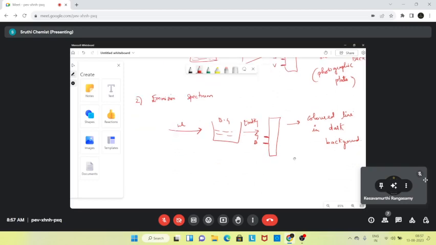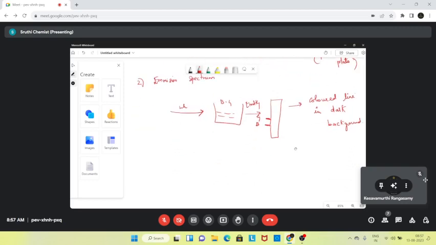Okay, now let's move to the different types of emission spectrum. This is also very important. So the first one is the continuous spectrum. In the emission spectrum, there are some sub-classifications. A continuous spectrum means you cannot differentiate the colors. Give me one example of a continuous spectrum.